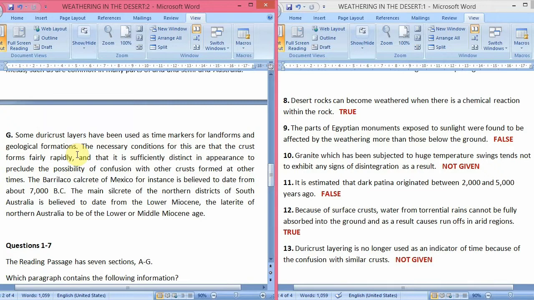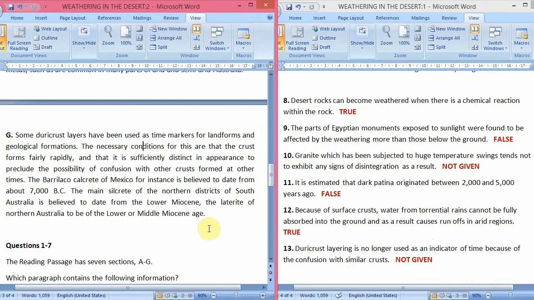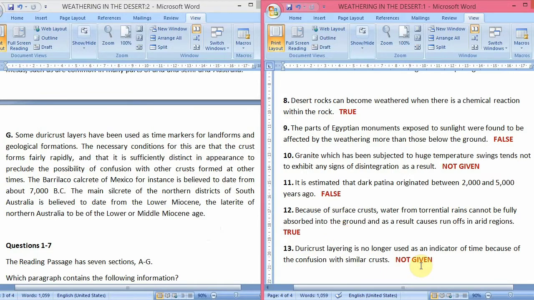It means at some point in the past they were used as time markers, as indicators of time, as a chronological tool. So they are talking about the past, because they have written "have been used". Okay, but in the question they are talking about duricrust layering being no longer used as an indicator of time. In this paragraph they have not written whether at present it is still used as an indicator of time or it is not used. So we cannot say that it is no longer used as an indicator of time. So that is the reason why the answer is not given.